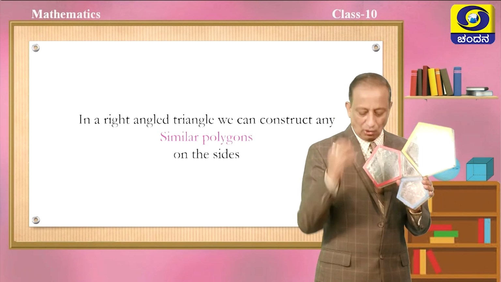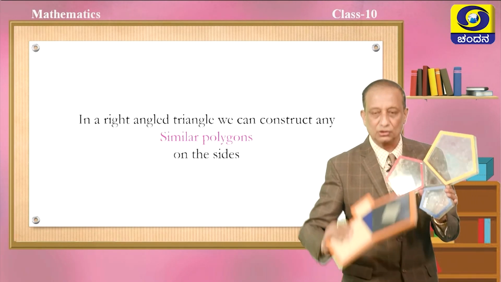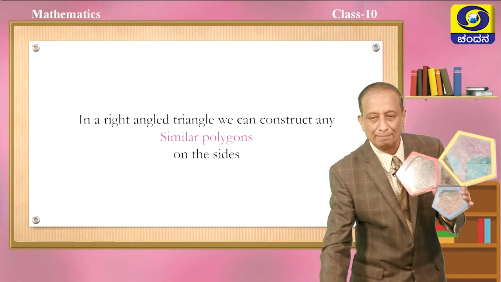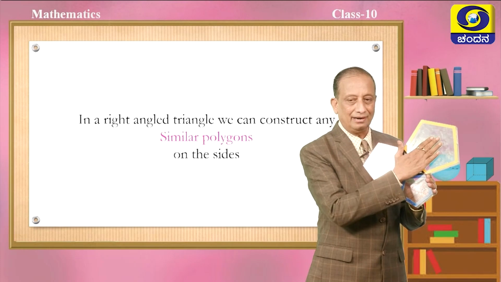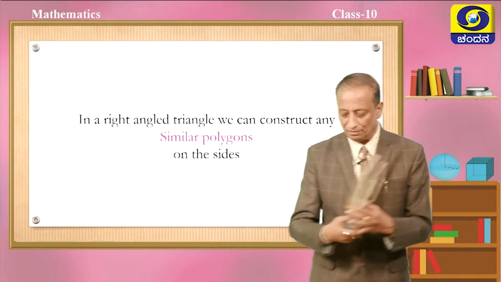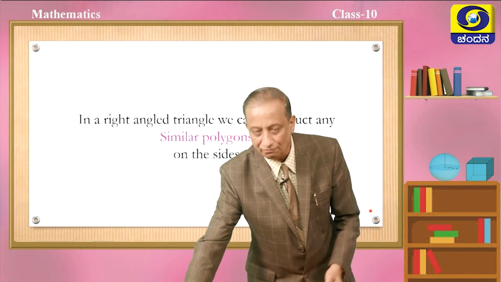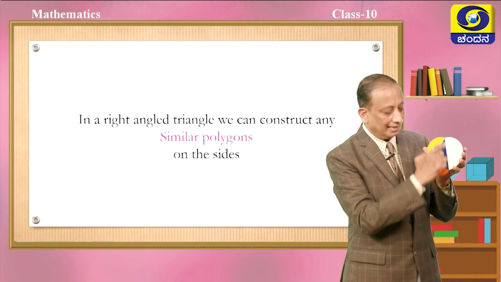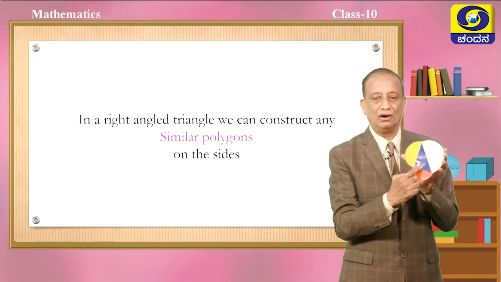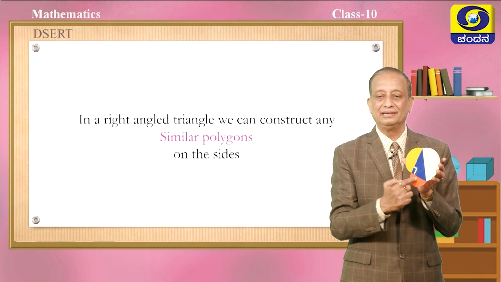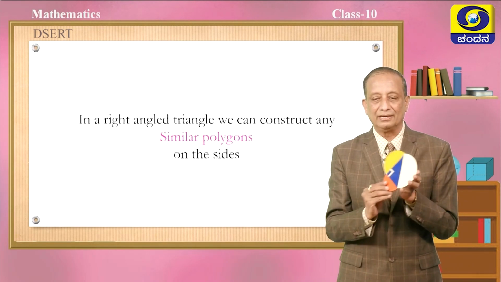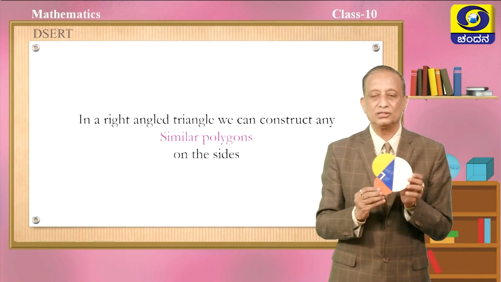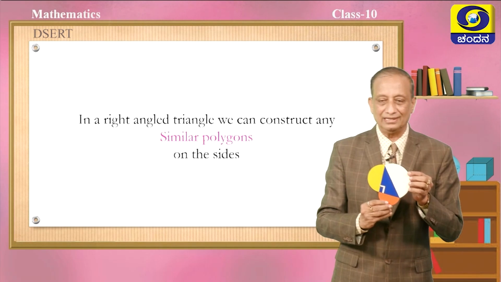In other words, don't think that you must always draw squares only like this. You can even draw regular or similar polygons. Even in such case, area of this on the hypotenuse is equal to sum of the areas of the other 2 sides. In fact, you can even draw on the sides of a right angle triangle, taking them as diameters, you can draw 3 semicircles, children. Even then also, you will observe that area of this semicircle is equal to sum of the areas of these 2 semicircles also. Is it clear to you, children?